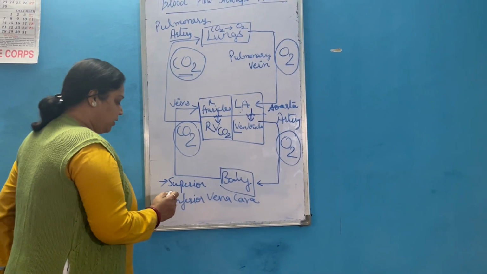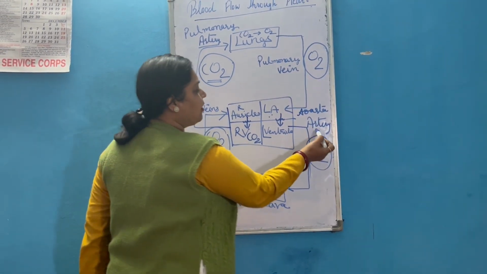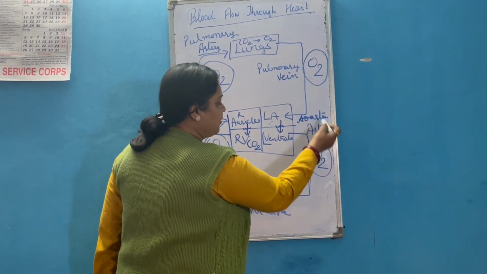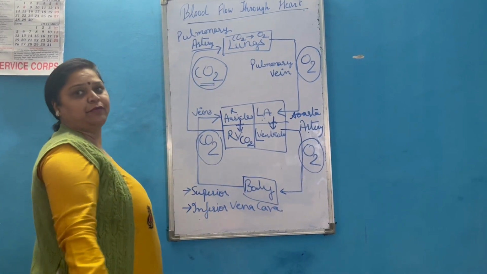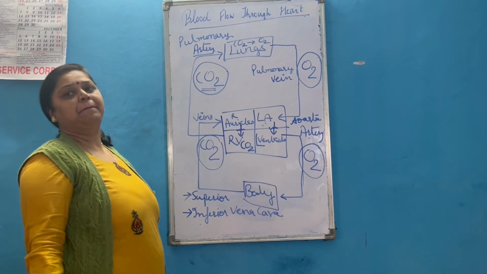So in this way, the veins are divided into superior and inferior vena cava, and the single artery, the aorta, supplies blood from head to toe with a lot of pressure, which has been generated by the pumping action of the heart.